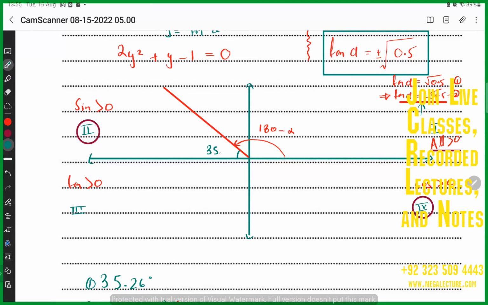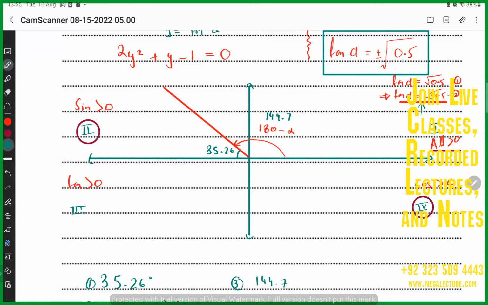It is 35.26. And for the second quadrant, we are going to get 144.7. This 144.7 is basically 180 minus alpha. Okay, so this is what I got. This is going to be the third answer. Basically, the second was not considered.